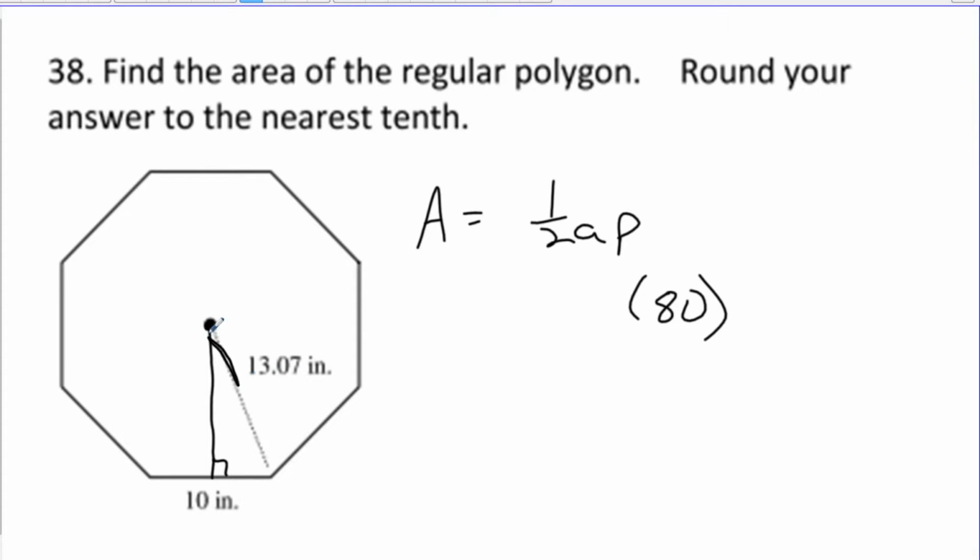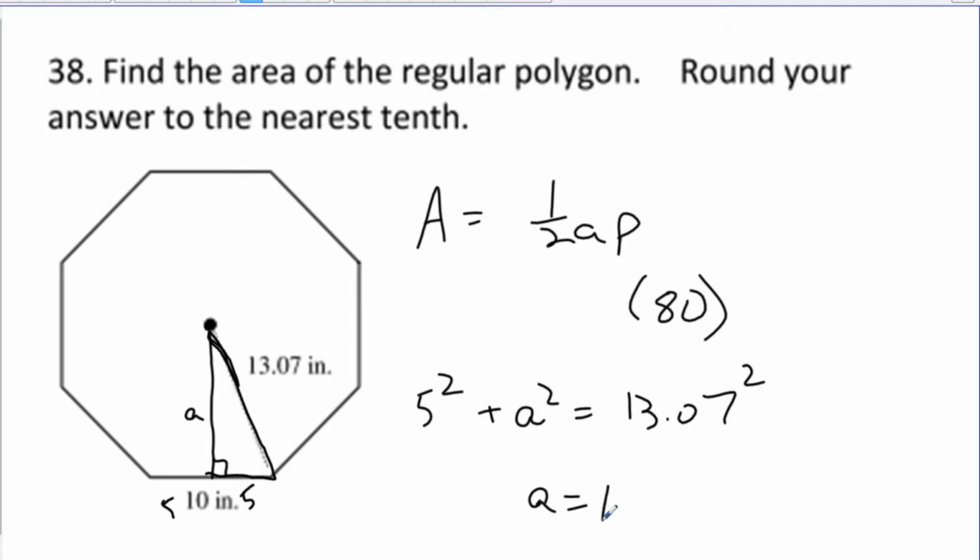And if you notice, what I just made here is a right triangle, and this 10 is going to become 5 and 5. So I can just do the Pythagorean theorem here. I could say 5 squared plus A squared equals 13.07 squared. If you solve this, and I'm not going to again show all the work for solving the Pythagorean theorem, you should be able to do that. I'm going to get a little bit bigger than 12, 12.08. So I'm going to say A is 12.08.